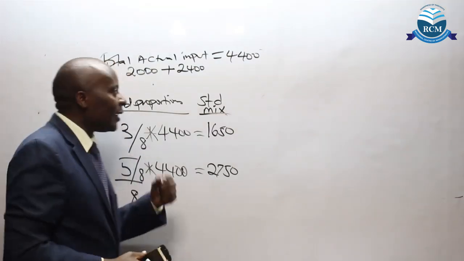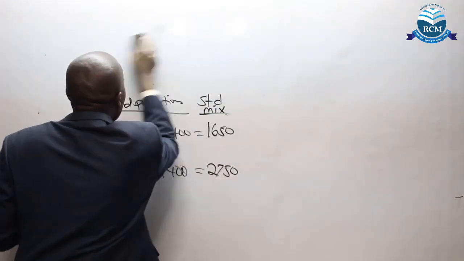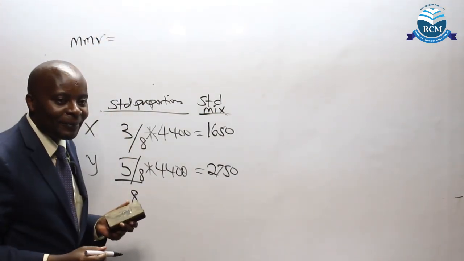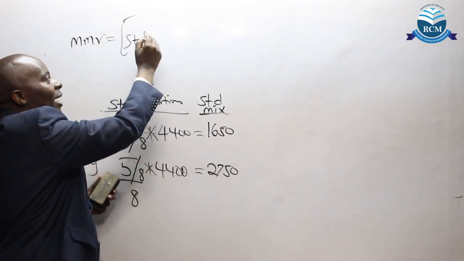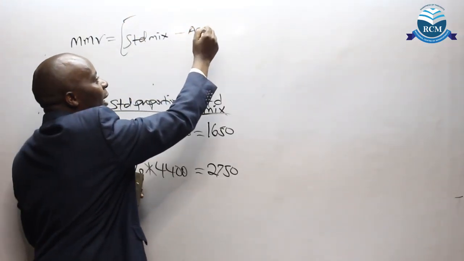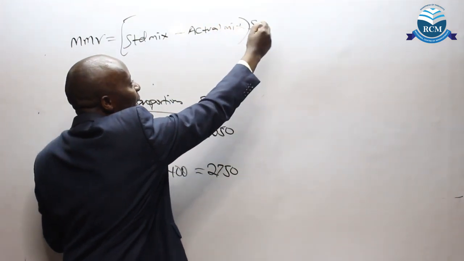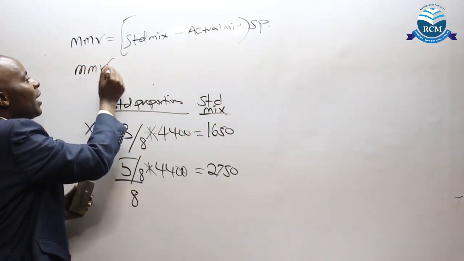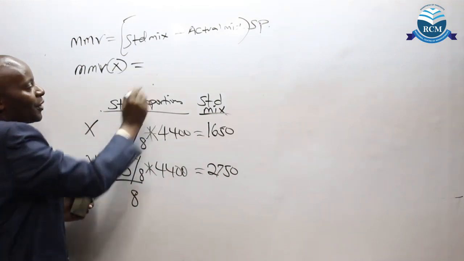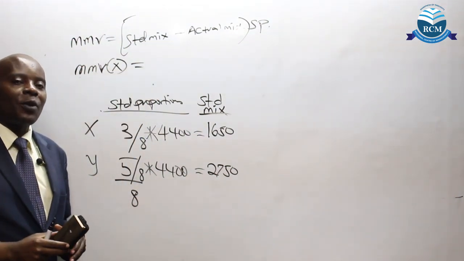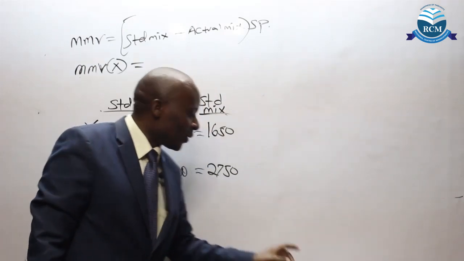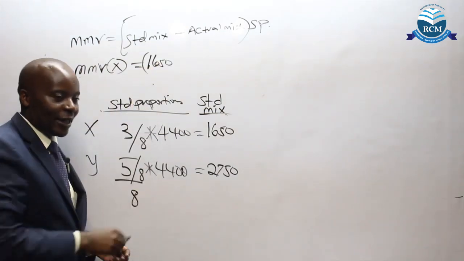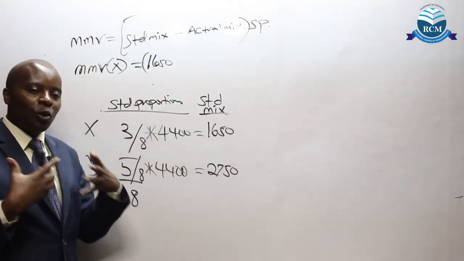Now, a quick reminder of the formula. Material mix variance equals standard mix minus actual mix, multiplied by standard price per kg. So kindly come and give me the material mix variance of X. Are we able to see the standard mix of X somewhere? Yes, I can see 1,650. Minus the actual mix.